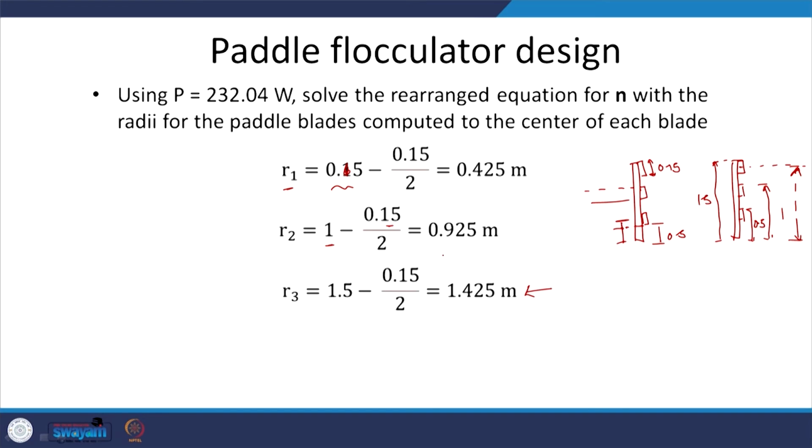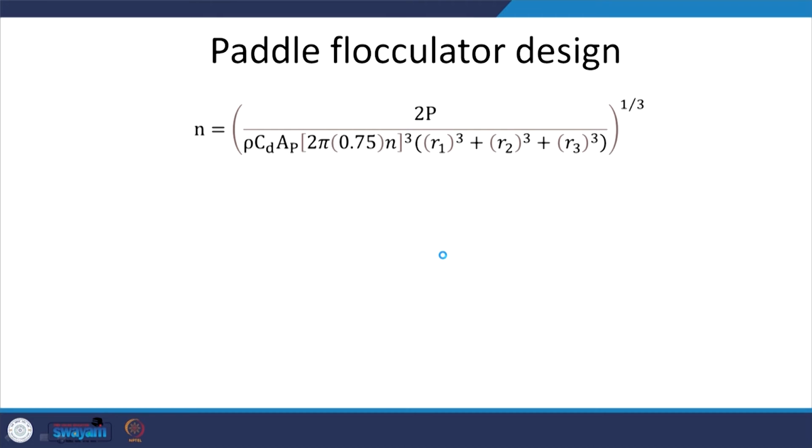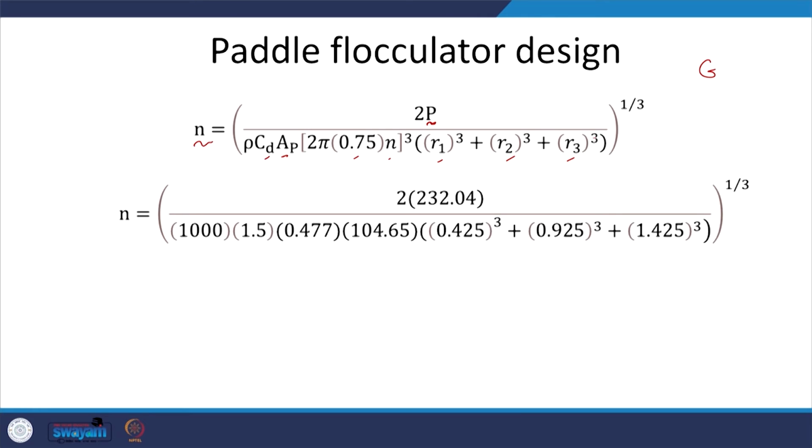So this is the radius we are looking at, and from that I'll get the n, or the rotational speed that I have to maintain, right. Power, we calculated from the G that we required. Area of the paddle from the length and width, coefficient of drag given, and then k 0.7, and rotational speed. r1, r2, r3 we calculated. So from that you solve for n, so it comes out to be 7 revolutions per minute, right.